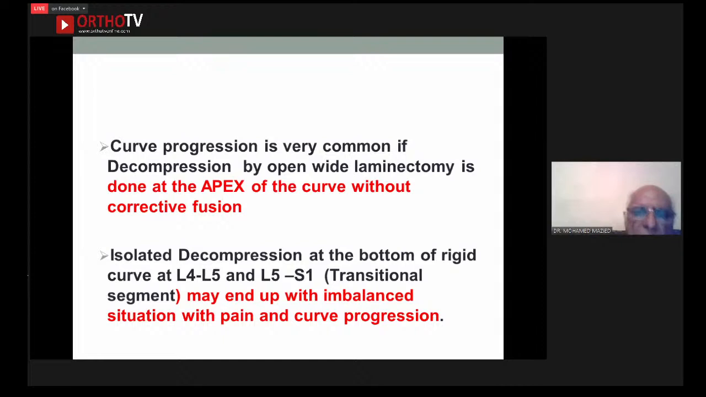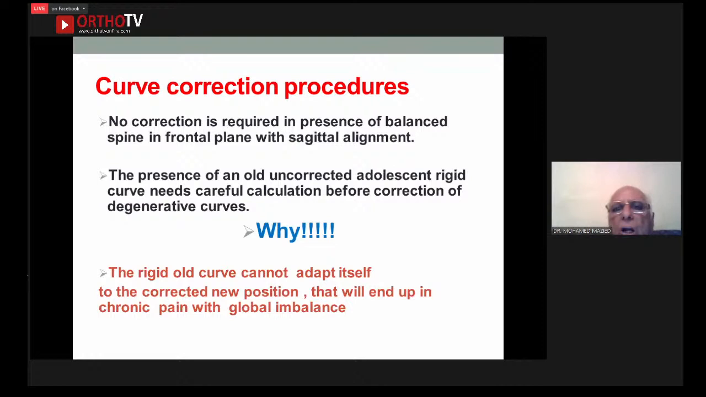Curve correction procedure. No correction is required in the presence of a balanced spine in frontal plane and sagittal alignment. The presence of an uncorrected adolescent rigid curve needs careful calculation before correction of the degenerative curve. Why? The rigid old curve cannot adapt itself to the corrected new position you created by correcting the scoliotic curve, degenerative scoliosis. That will end up in chronic pain with global imbalance. So the upper segment is not resilient and will not make a secondary change according to the rigidity you have reduced by fixing the degenerative spine.